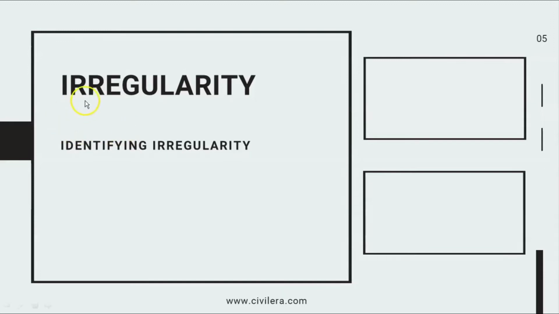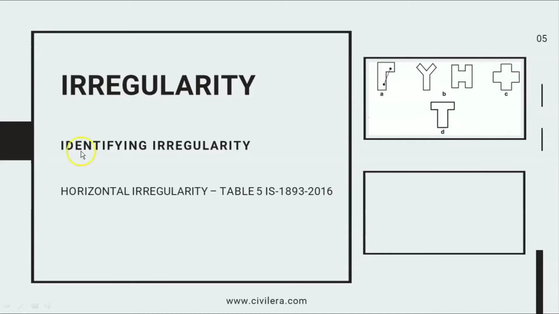Now let us define and understand irregularity a bit better. Now horizontal irregularity. This is mentioned in table 5 in IS 1893-2016. Now here you can see the horizontal irregularity of buildings. Here you have an L-shaped building. Here you have a Y-shaped building. These are all plan geometry. Here you have a kind of H shape. Here you have a lot of offsets and it's like a plus sign, and here you have a T-shaped building.